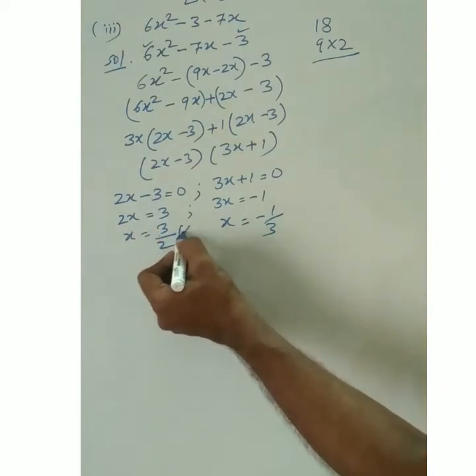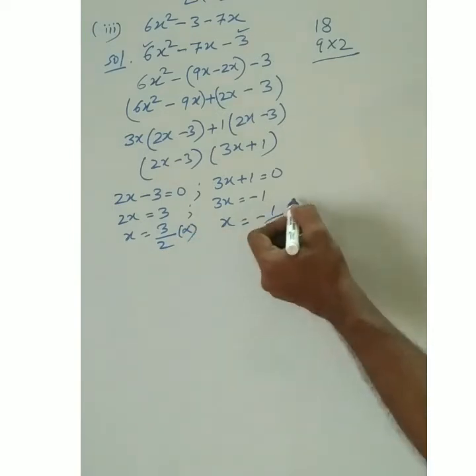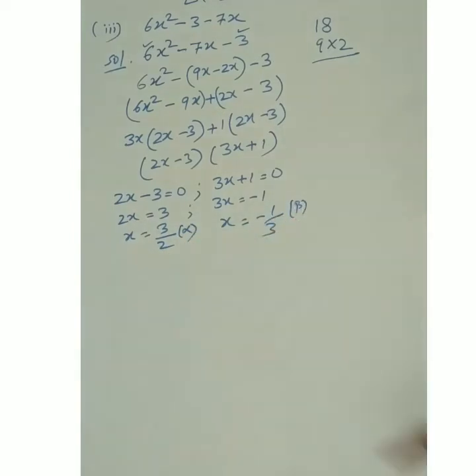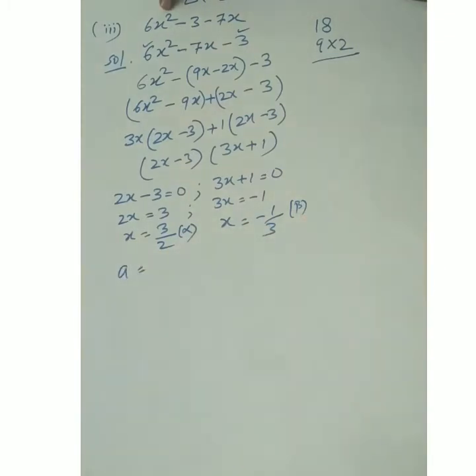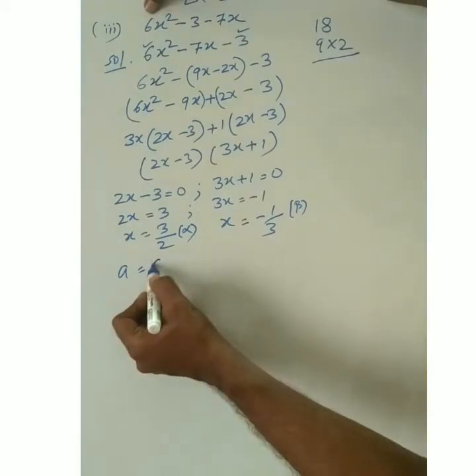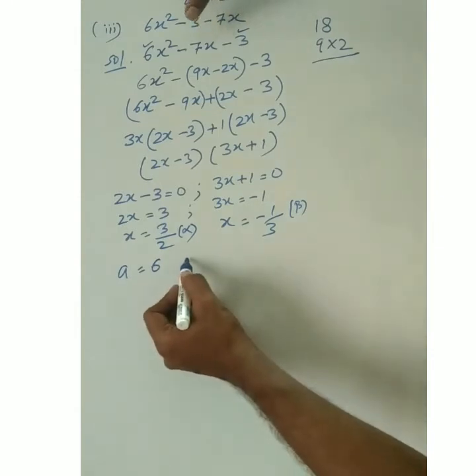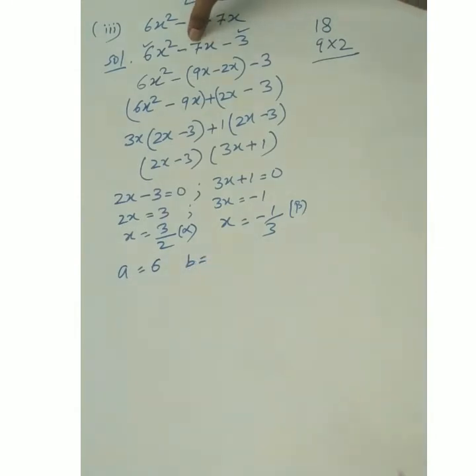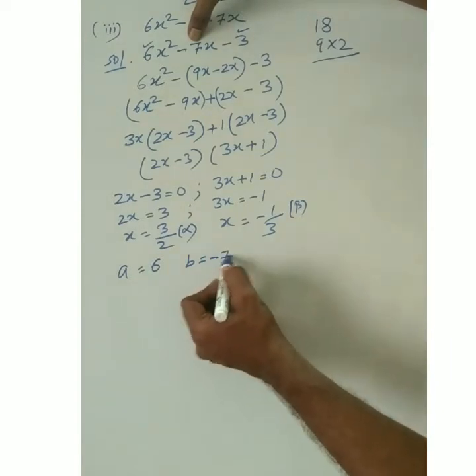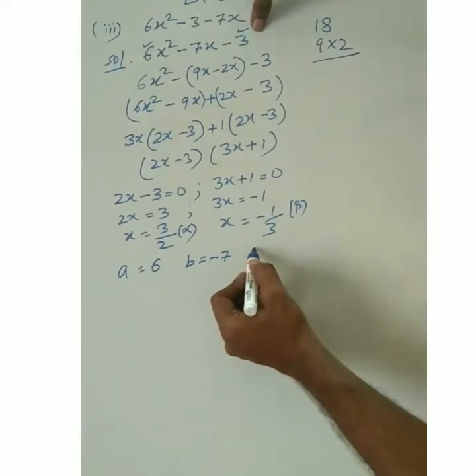This will be considered as alpha and this will be considered as beta. Now this is our alpha and this is our beta. Here a is the coefficient of x square, which is 6. The coefficient of x is b, which is minus 7. And the constant term is c.